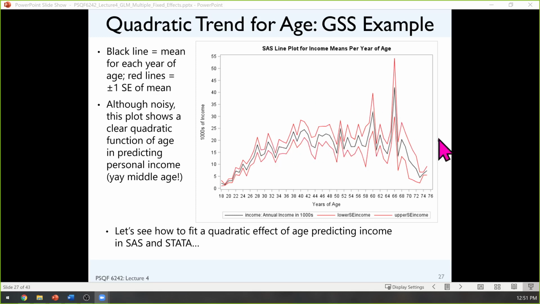But the shape of it is pretty much textbook quadratic, where income looks like it increases up to some point in middle age, at which point it starts to decrease as a function of age instead, albeit quite noisily, with relatively few individuals at this side of the distribution. You can see that the standard error red bars get wider and wider as you get older and older. There are fewer cases on this edge. So I wanted to show you how to fit this type of pattern to age in Stata and SAS.